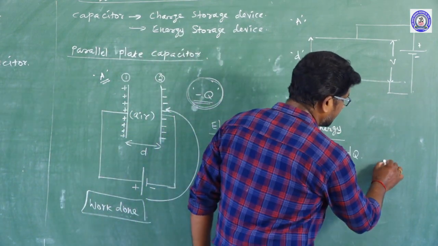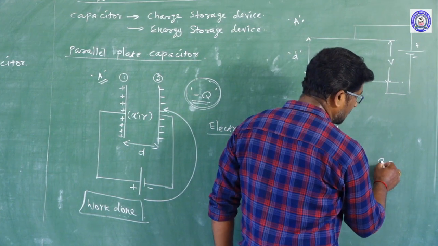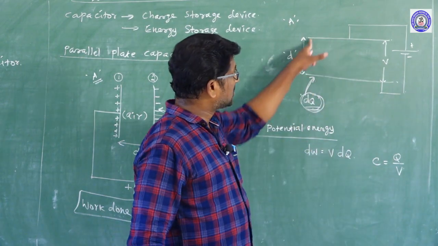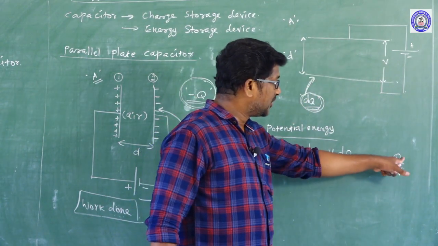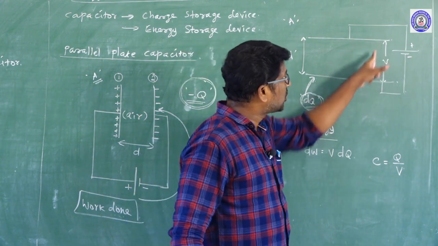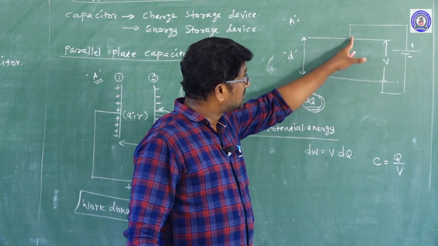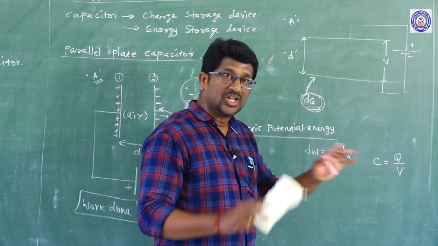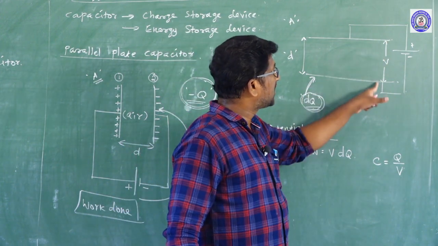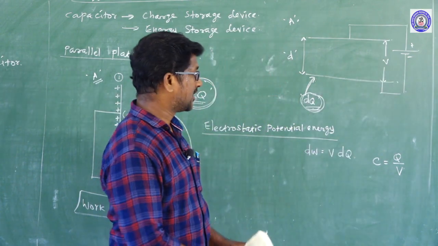We know that capacitance of the capacitor is generally given by the formula C is equal to Q divided by V. C, the capacitance of a parallel plate capacitor, Q the total amount of charge given to the capacitor, and V total potential difference between the two plates of the capacitor, given by the battery, right.